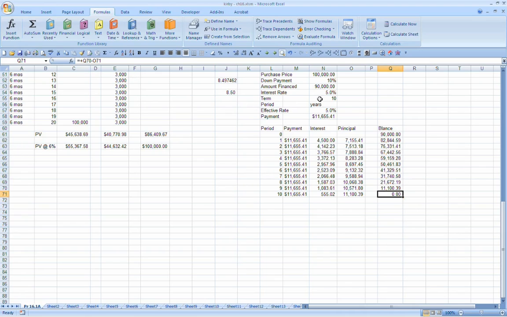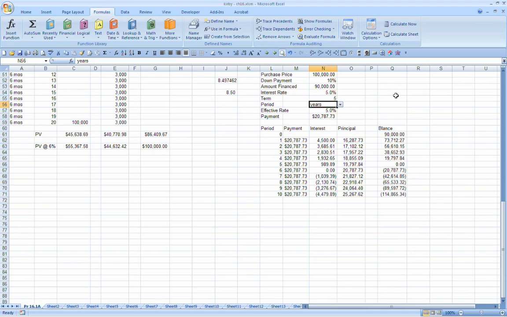So, what if I change my term on my note to 5 years? Notice my payment changed automatically. I don't have to change the years. My interest rate changed. These number signs usually mean the column is too narrow. Look what happened to my loan. I have a $90,000 loan. I have $20,000 payments. My interest goes to 0 by year 6, and my balance goes negative. That implies that I've overpaid the bank.